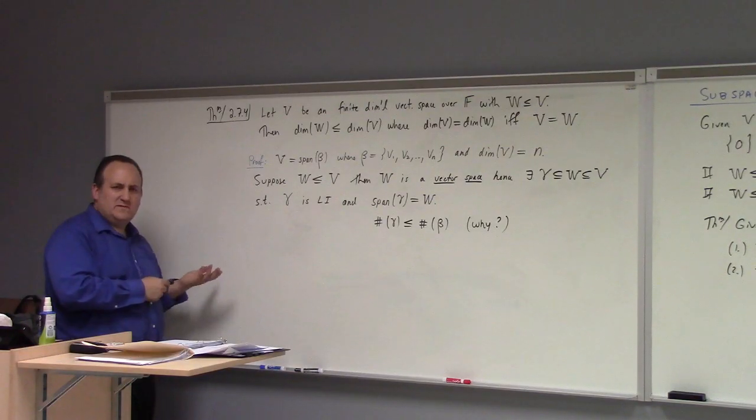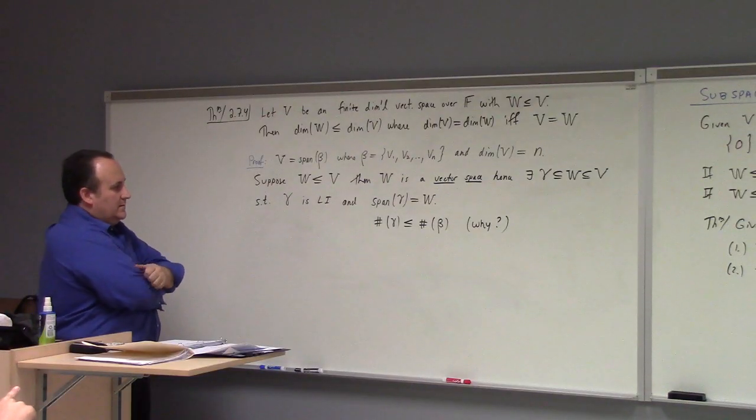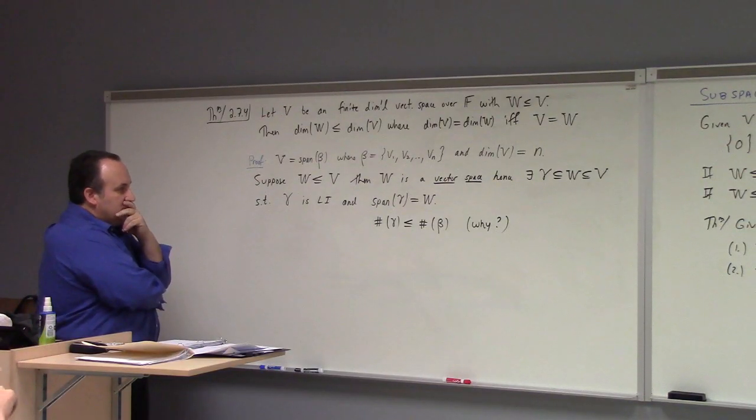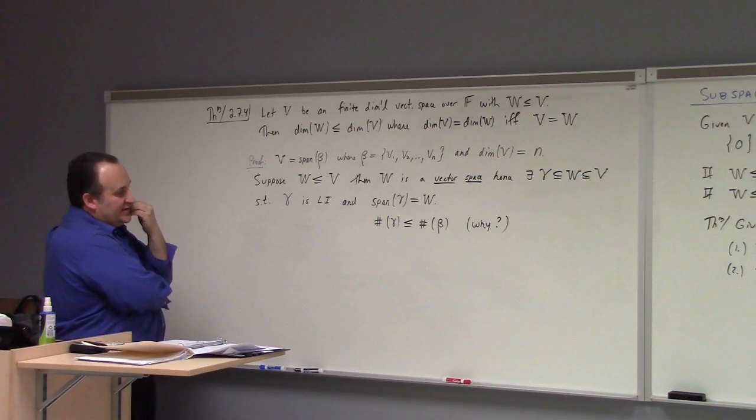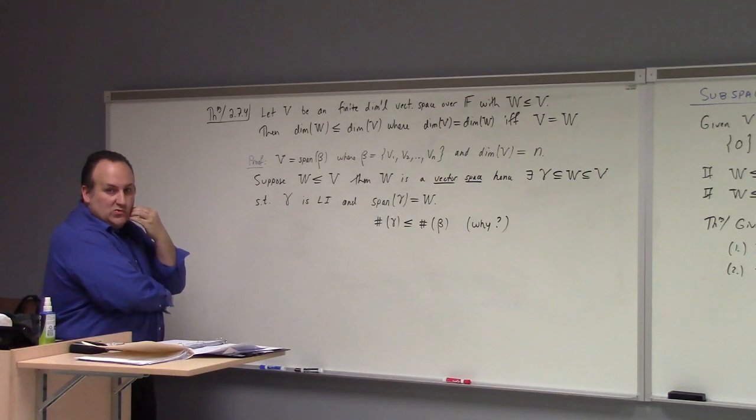But why is that true? Yep. Because W is equal to the span of gamma, and V is equal to the span of beta. Okay, but why does that imply the number of things in gamma has to be less than the number of things in beta? That's where you're stuck, yeah.